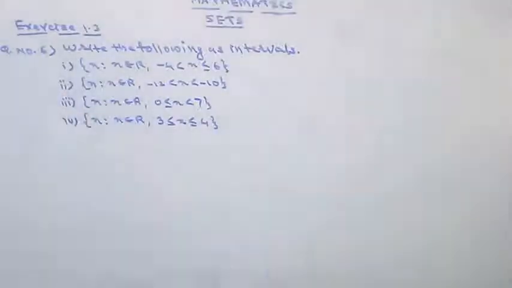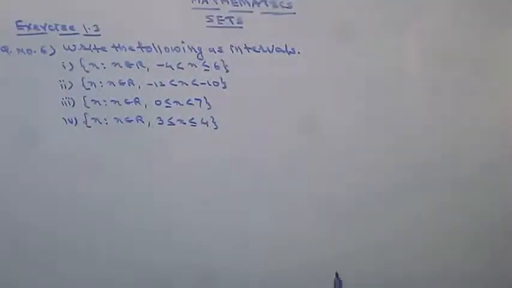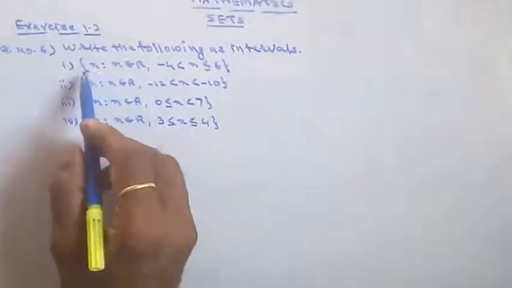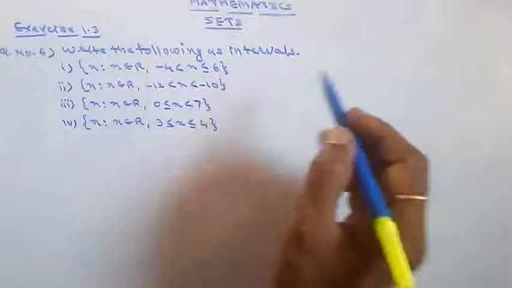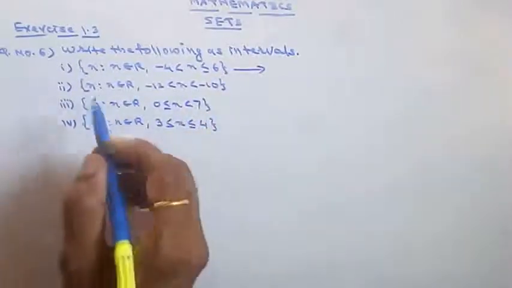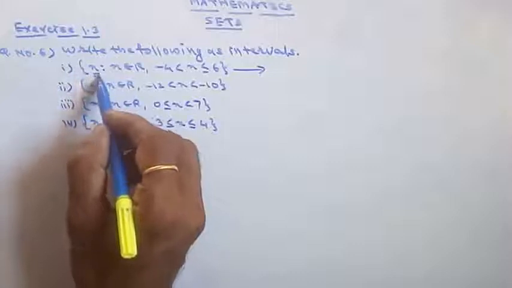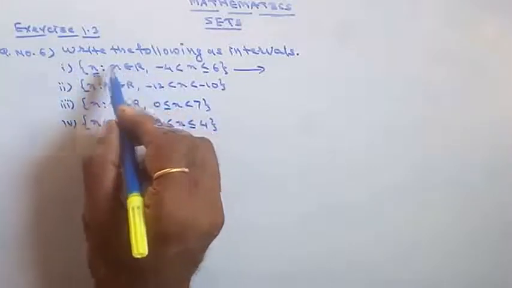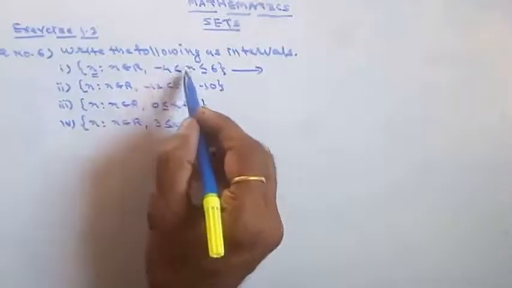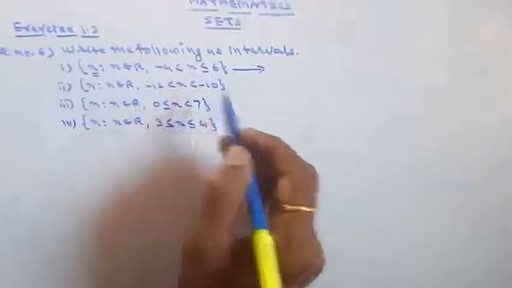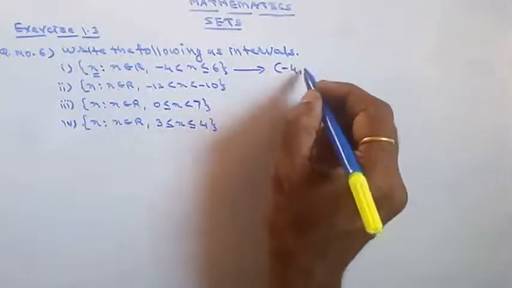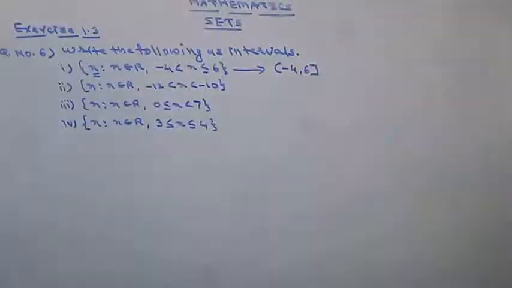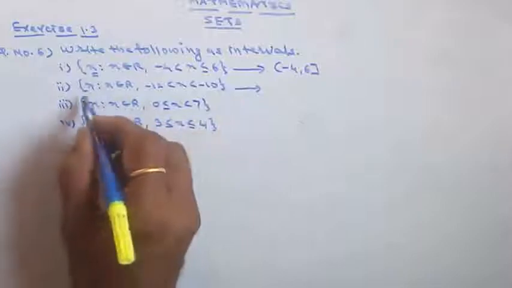Students, see exercise 1.3 here. Question number 6 is: write the following as intervals. This is given in set builder form, and you have to write it in interval form. So इसको interval में कैसे लेंगे? See, this is a set of x such that x belongs to real numbers. Real number तो है x, लेकिन x कैसा है? -4 से बड़ा है, 6 से छोटा या 6 के बराबर भी। तो -4 तो इसमें इंक्लूड नहीं है, तो इसको लिखेंगे (-4, 6], इंक्लूडिंग 6 है, तो इस तरह से.